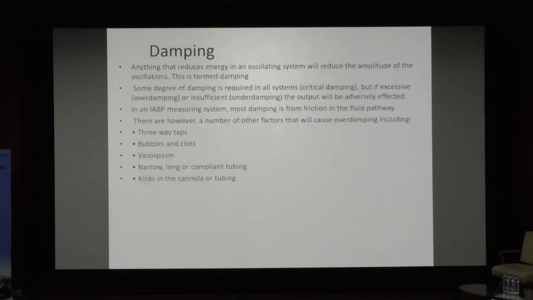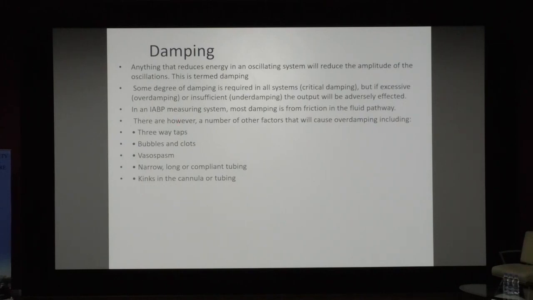Now damping. What is damping? Anything that reduces energy in an oscillating system will reduce the amplitude of the oscillation. This is termed damping. Whenever a number of frequencies come together and we put in damping, it takes care of the excessive frequencies, modulates them, and helps in producing a proper arterial waveform. So some degree of damping is required in all systems.